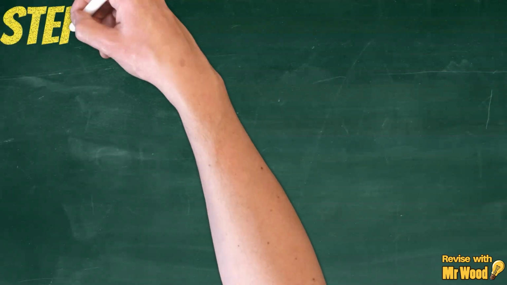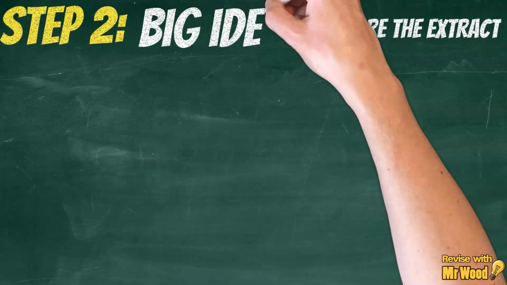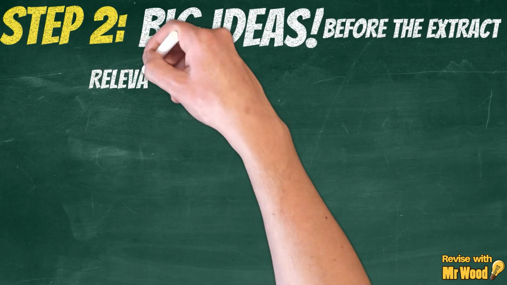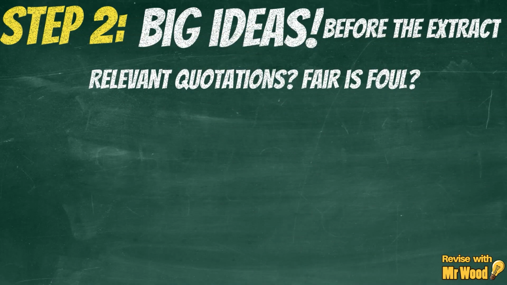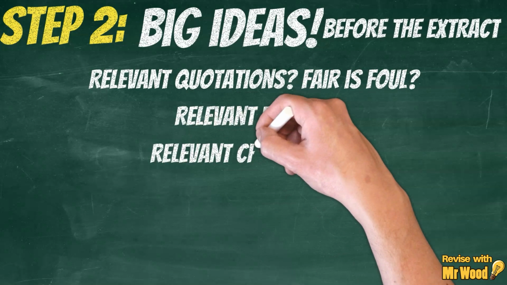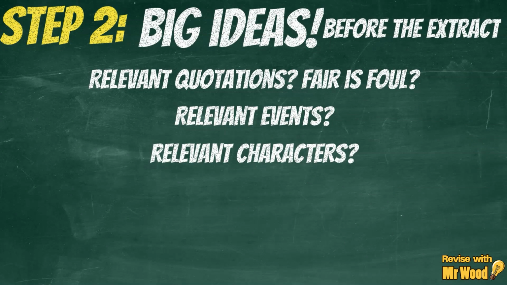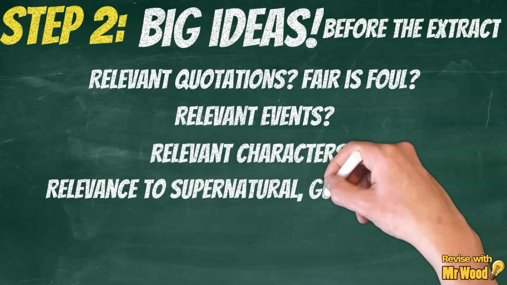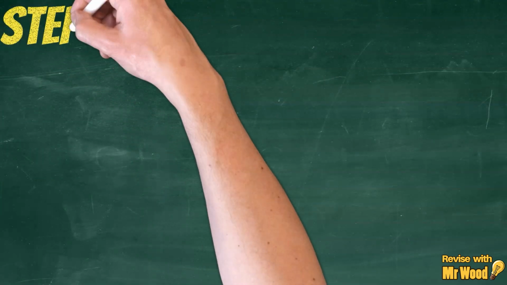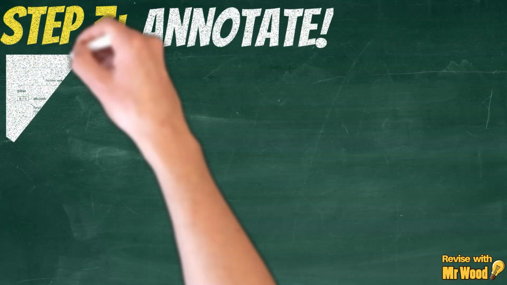Before you annotate the extract, think about the big ideas that relate to the key word. Think about the key quotations that you already know that could be helpful. Think about the bits that you've revised that are relevant. Think about characters that are connected to the keyword or events that are connected. How does the keyword relate to themes such as the supernatural, guilt, and ambition? When you've jotted down a few of those ideas, move on to step 3, which is annotating the text.